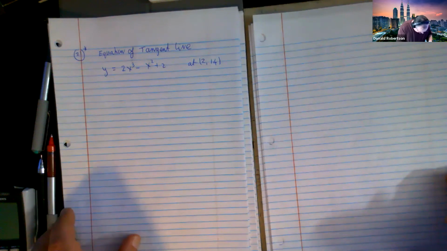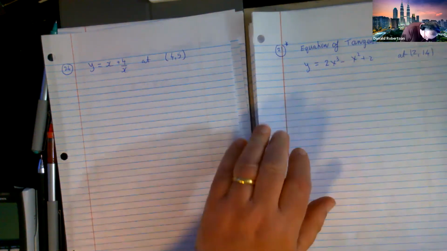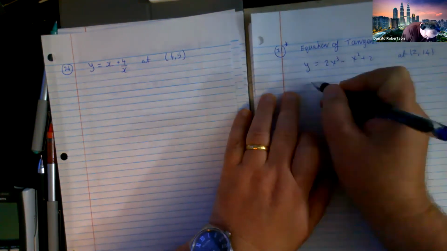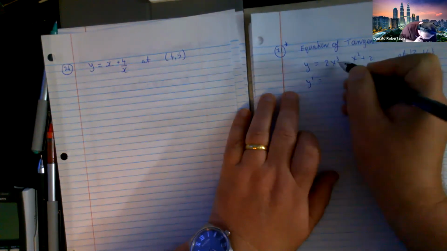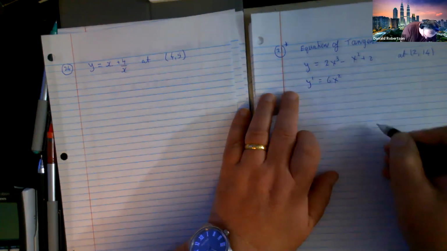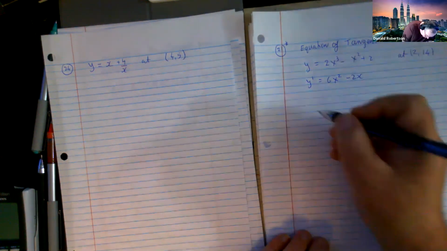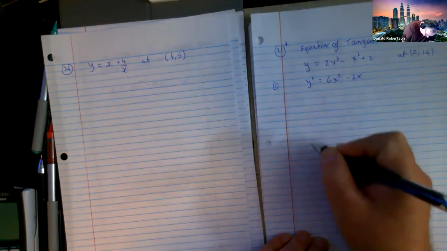Here's my first example. Finding the equation of a tangent line at a given point. So you'll be given a function, you'll be given a point. We're going to find the equation of the tangent line. So the first thing you're going to do is find the derivative of this function. And it's not got anything really weird with it. Power rule is ready to be used. It's that guy.